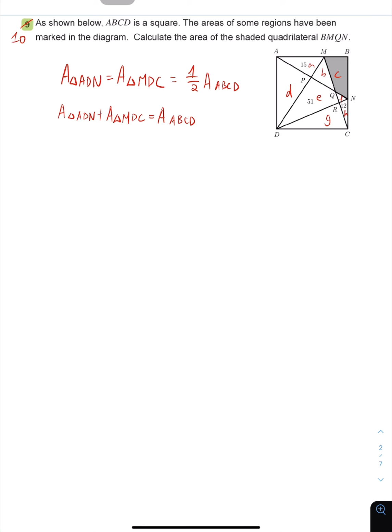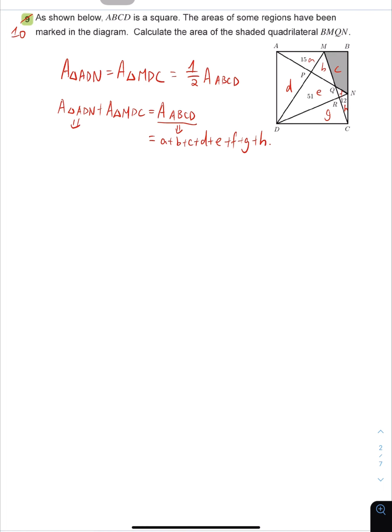So now, using these sections that we have, we know that ABCD, or this whole square, is going to be the sum of all these 8 sections, right? So A adding all the way to H. And as for the triangle ADN, which parts does it involve? It involves D, E, and F. So we can say that this is D adding E adding F. And what about triangle MDC? Triangle MDC consists of B, E, and G. So we are adding B, adding E, adding G there. All right, now we can see that the overlapping part is E.